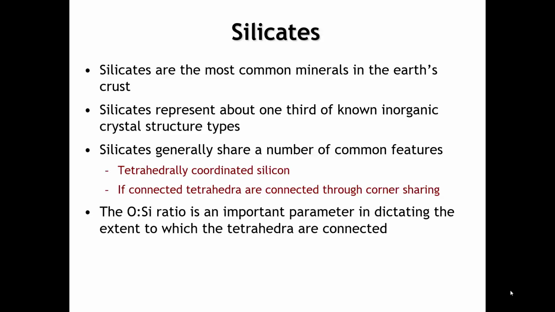Most silicates, the vast majority of them, contain silicon tetrahedrally coordinated by oxygen. And those tetrahedra, which are the building units of silicates, are connected together through corner sharing. So we don't see edge sharing or face sharing. Those two parameters alone mean that we can learn something useful when we think about the oxygen to silicon ratio in a given silicate.